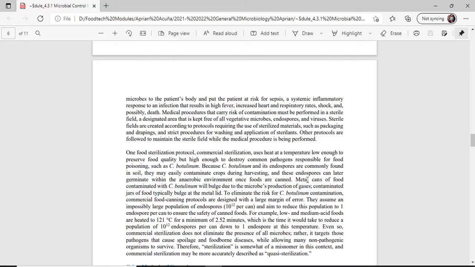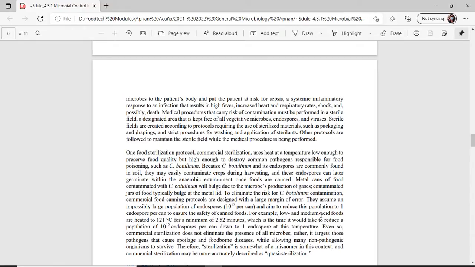Once foods are being canned, your metal cans of food contaminated with C. botulinum will bulge due to the microproduction of gases. Contaminated jars of your food typically bulge at the metal lid. To eliminate the high risk of C. botulinum contamination, commercially, food canning protocols are designed with a large margin of error. They assume an impossibly, massively large population of endospores per can and aim to reduce that population to one endospore per can to ensure the safety of canned food.